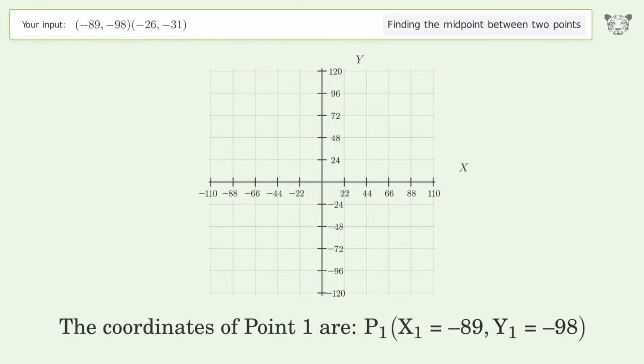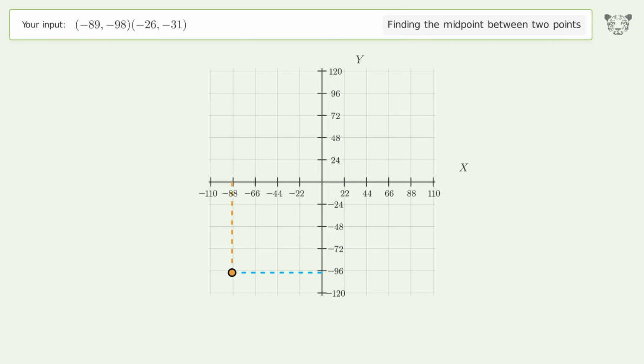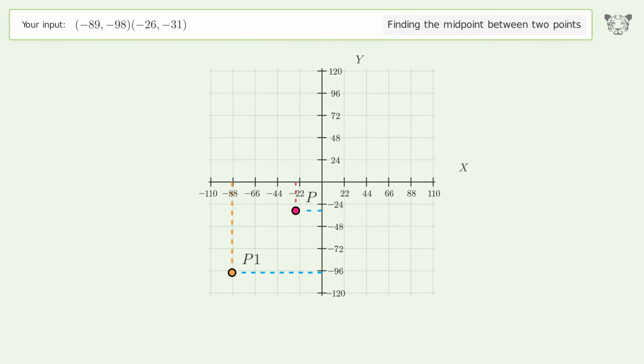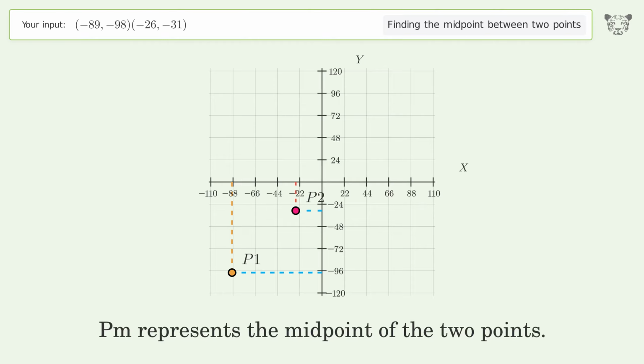The coordinates of point 1 are x1 equals -89, y1 equals -98. The coordinates of point 2 are x2 equals -26, y2 equals -31. PM represents the midpoint of the 2 points.